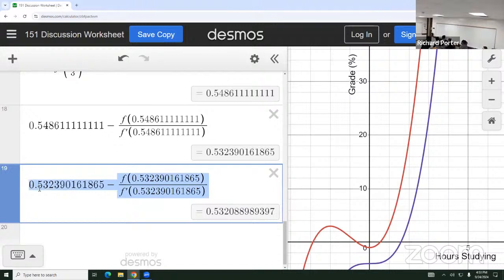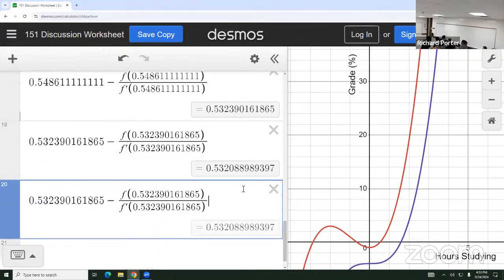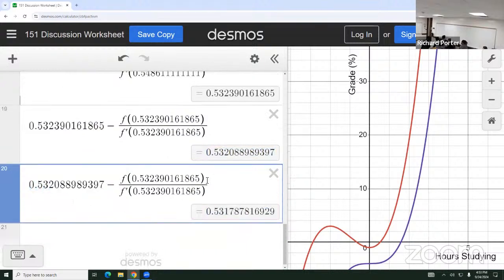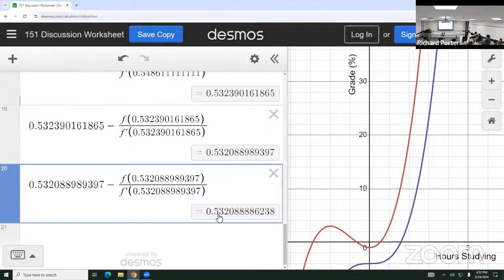So again, I'll take this number, put it down here. I'll take this number, copy it, paste. And you see they're really close now, and they're close by how many decimal places?